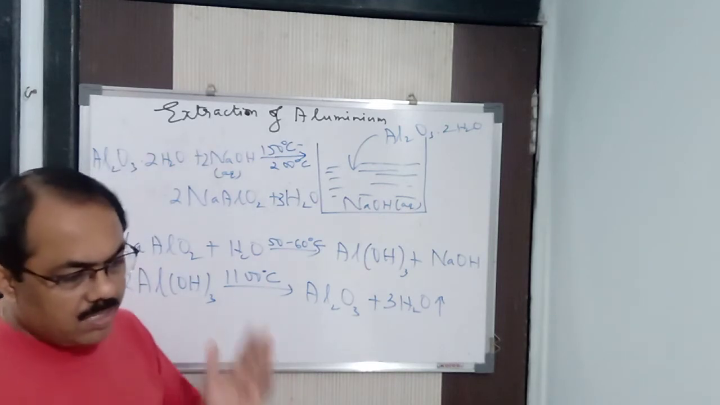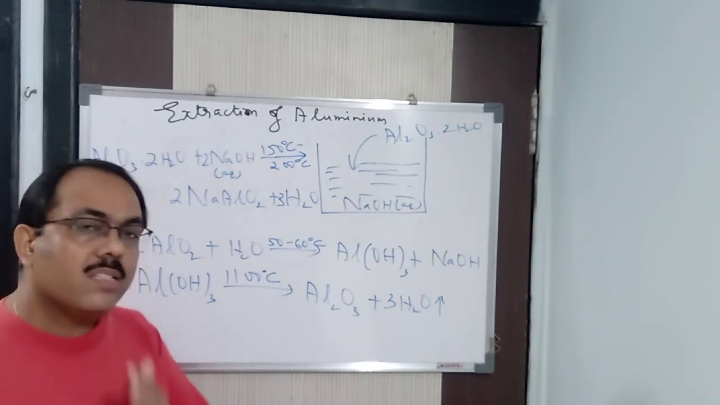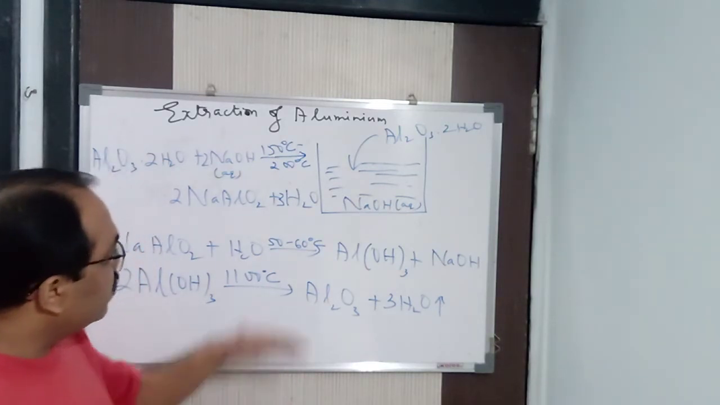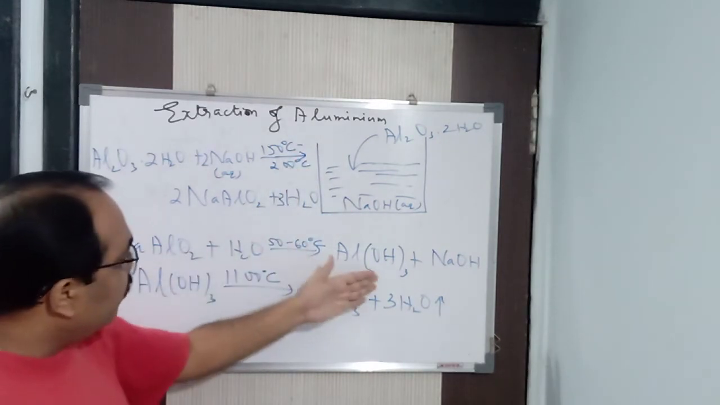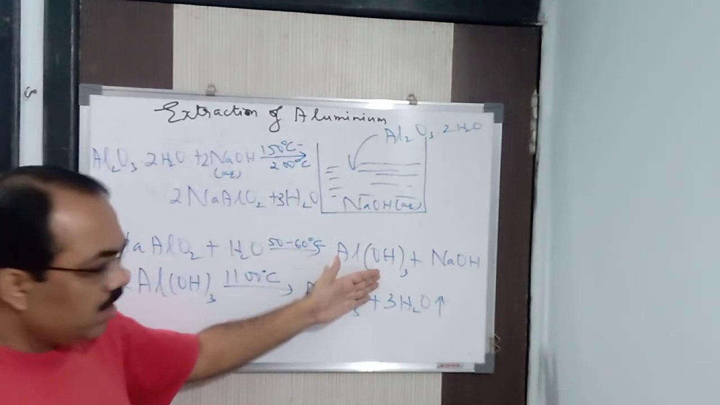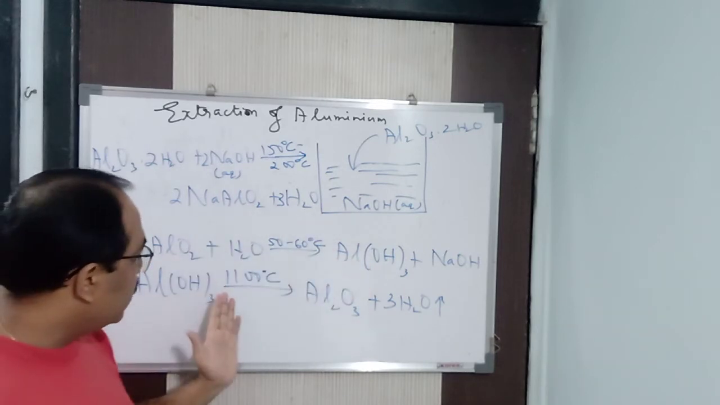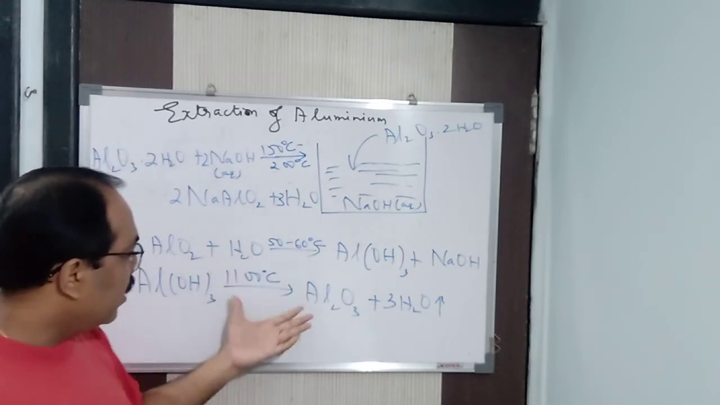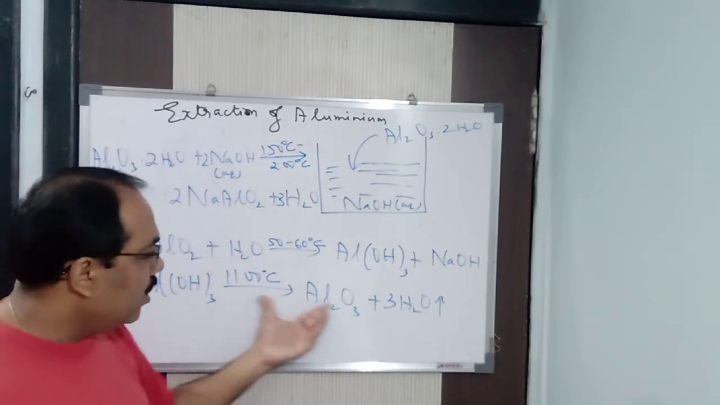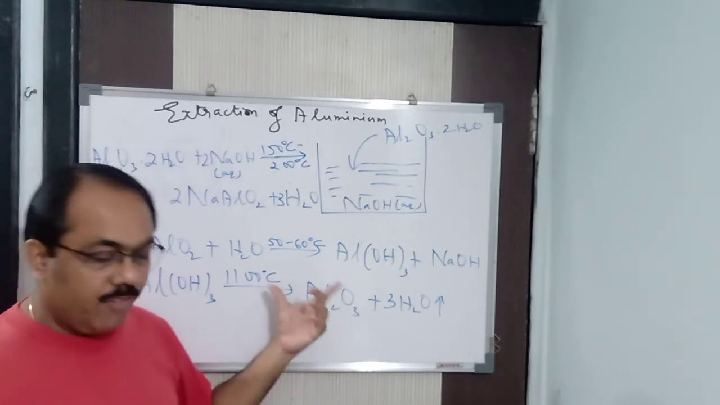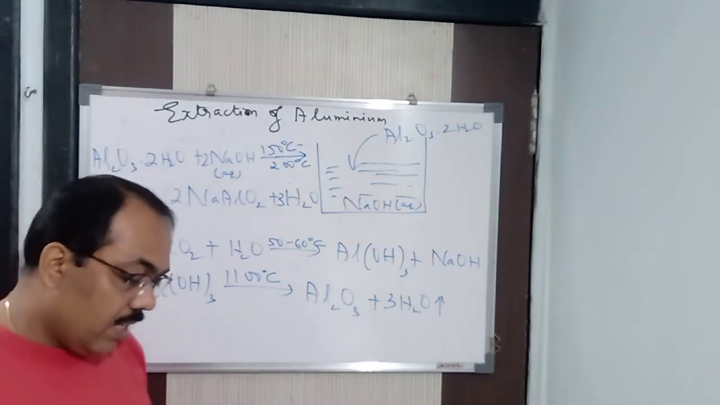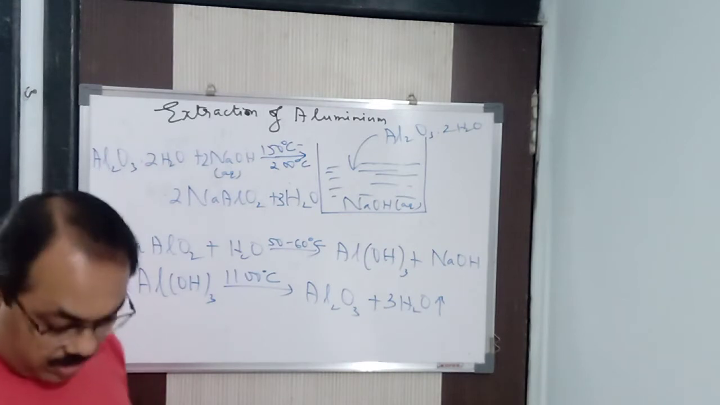In this way, concentration is done by Bayer's process. First the impurities are removed, then we get aluminum hydroxide as a precipitate. This precipitate is dried and heated further to get the pure alumina. By way of fractional crystallization, we collect it. In this way, we get the pure alumina.